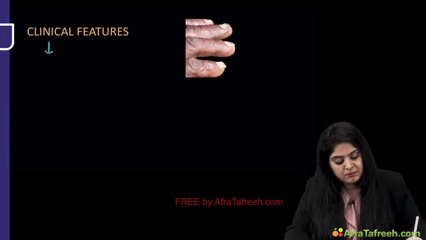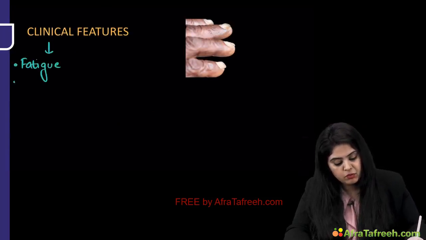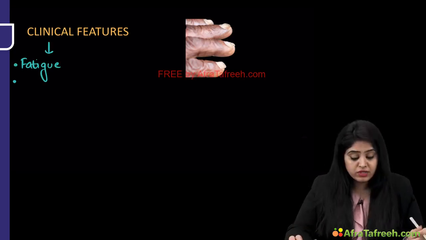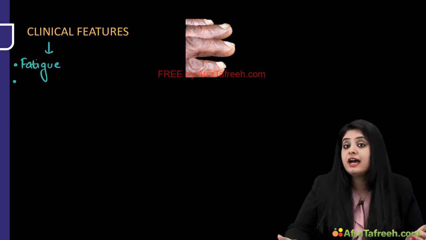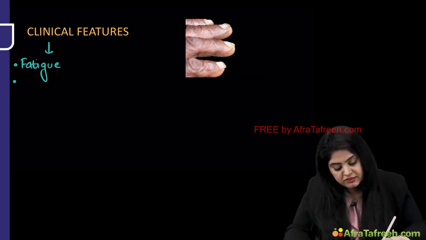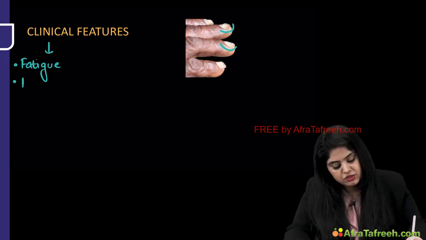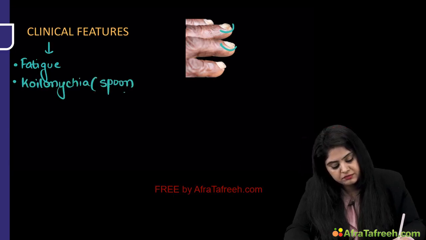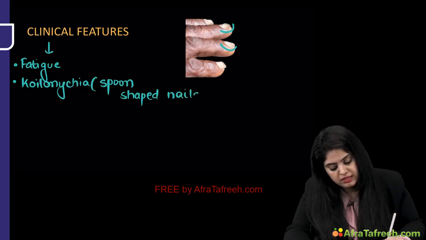First and foremost, be it any kind of anemia, the patient will always have fatigue, point number 1. Fatigue, tiredness in any anemia will be there. But what are the things which will guide me more towards iron deficiency? You can see this very famous finding of the nails which has been shown over here, and that is koilonychia. Koilonychia is nothing but spoon-shaped nails.